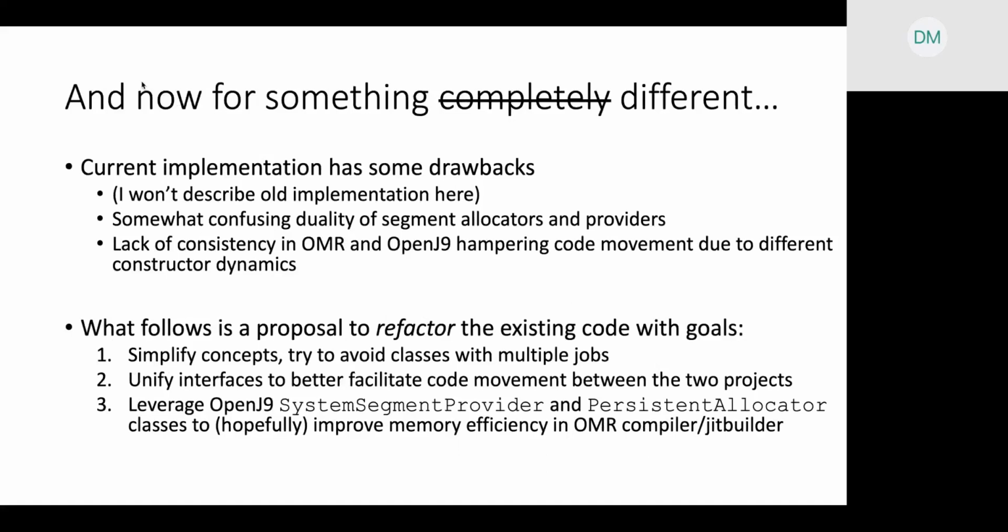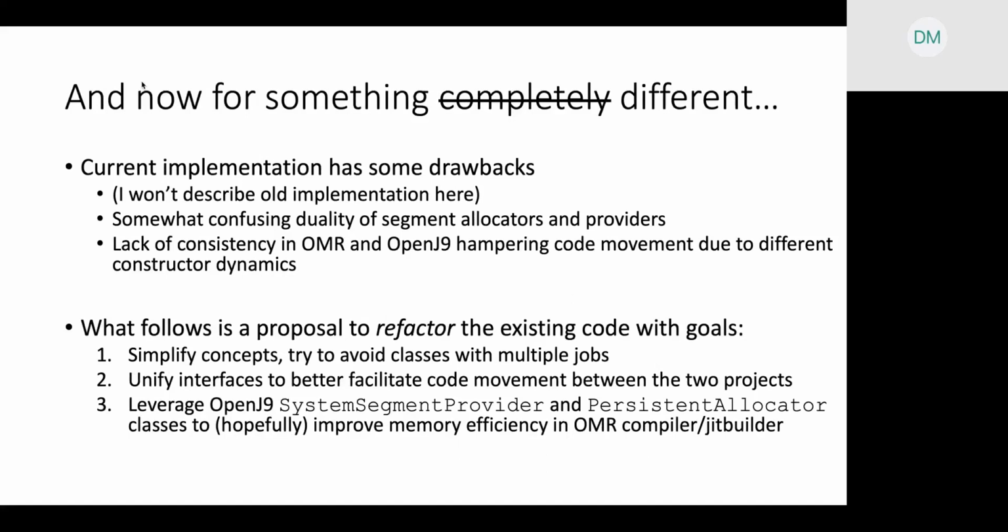So what I'm going to be proposing here, so the current implementation has a few drawbacks. I'm not actually going to describe the old implementation here. It has what I find a sort of confusing duality between these things called segment allocators and segment providers. And there's a little bit of a lack of consistency between how OMR does things and how OpenJ9 does things, which are hampering code movement due to the dynamics of that differing code.